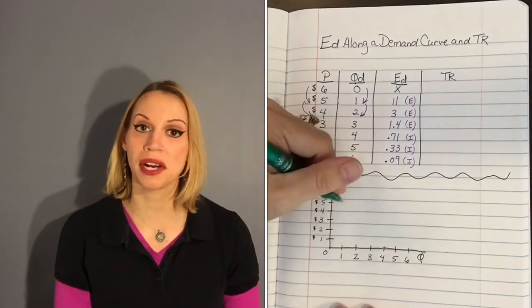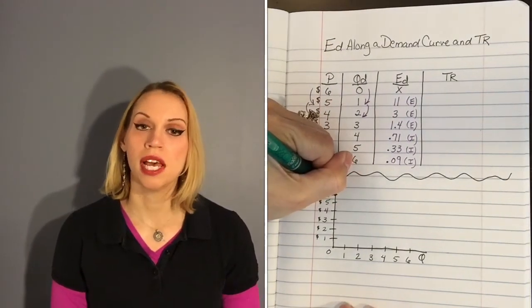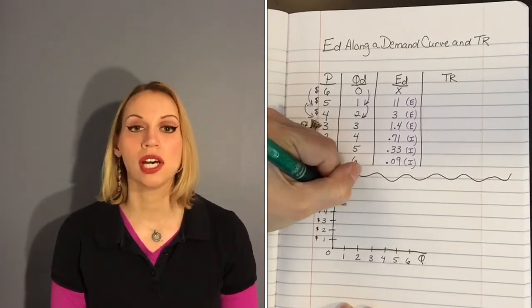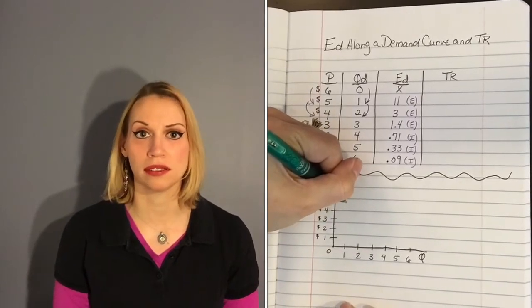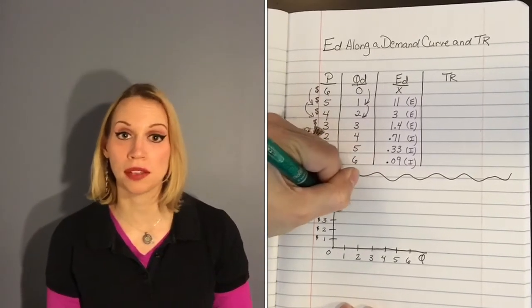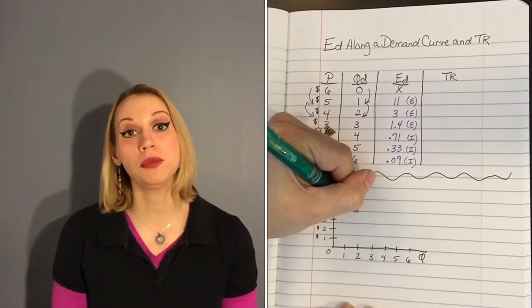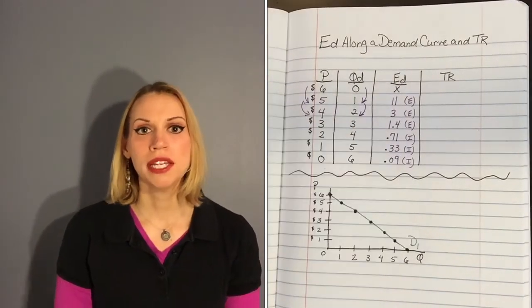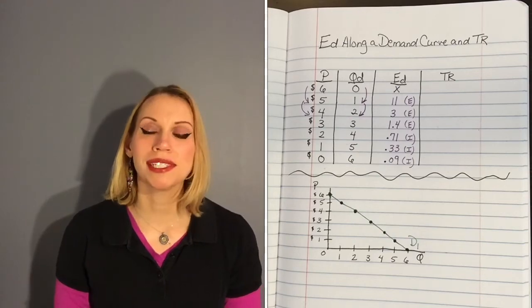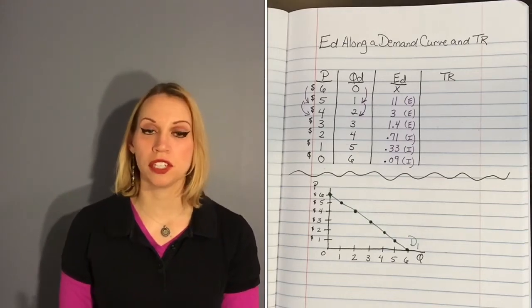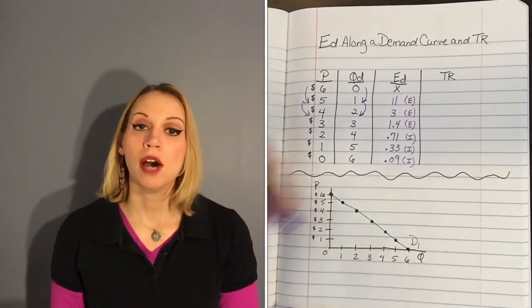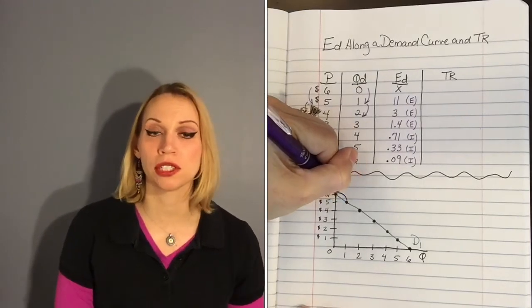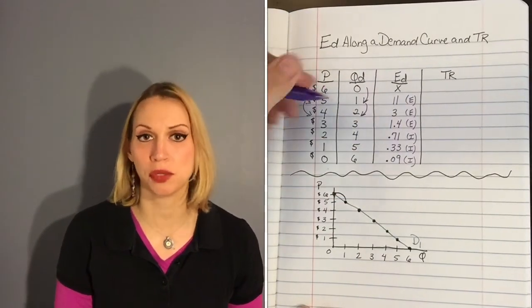Let's take our price and quantity demanded numbers and just do a real quick sketch of a downward sloping demand curve. So at each price level, you would plot the quantity demanded, and then you would connect those dots and have a downward sloping demand curve. Now what we're going to do is we're going to take those elasticity coefficients that we have in our chart and we're going to put them on our picture at the correct price ranges.